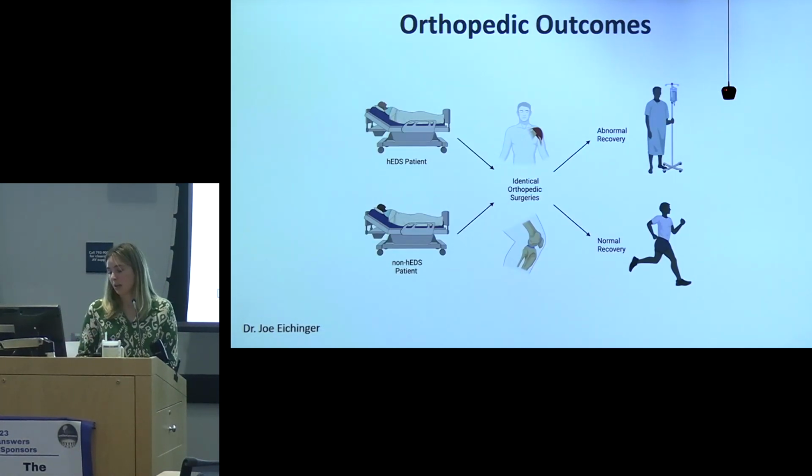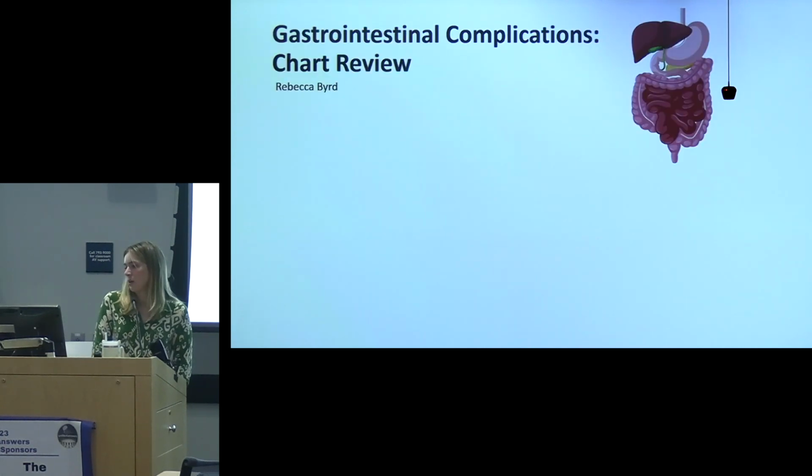Orthopedic outcomes is another project. Dr. Eichinger is an orthopedic surgeon here and brought up the question of, why do HEDS patients seem to recover differently? What might be going on after surgery or in the healing process that leads to poor outcomes? What can we do to improve those? A lot of patients with EDS need surgery. We know that surgery doesn't always work the way we want it to, so it's not always a solution. So having better treatments, better solutions, what can we do right now without having a direct therapy to have better outcomes?